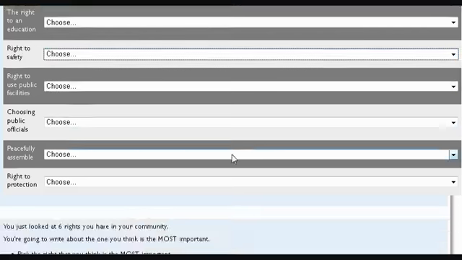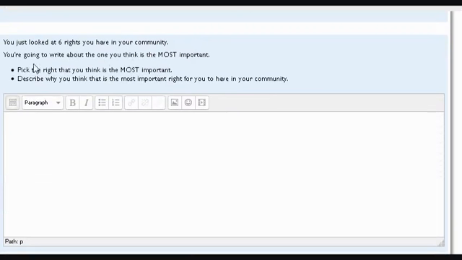Then you're going to scroll down, and it says you just looked at 6 rights you have in your community. You're going to write about the one you think is the most important. Pick the right that you think is the most important. Describe why you think that is the most important right for you to have in your community. So you would scroll back up.